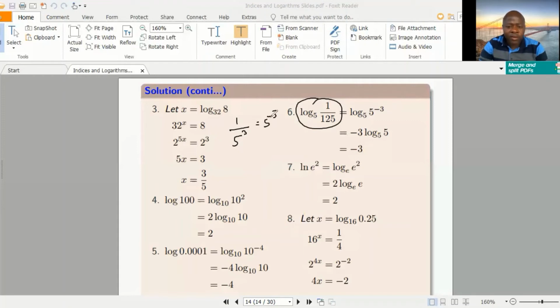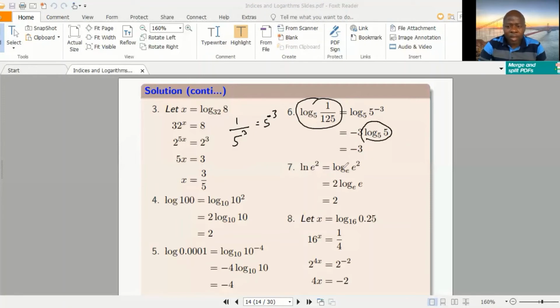You know how the negative 3 came in. We already talked about indices earlier. And so, using that law of logarithm, the negative 3 comes before log. So I would have negative 3 log of 5 to base 5, and this is 1.